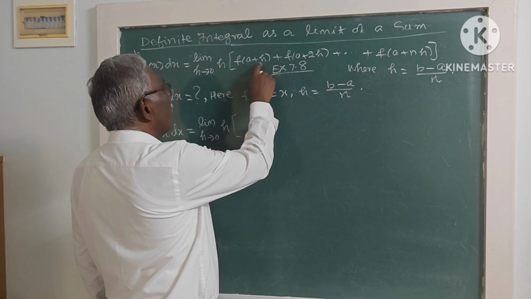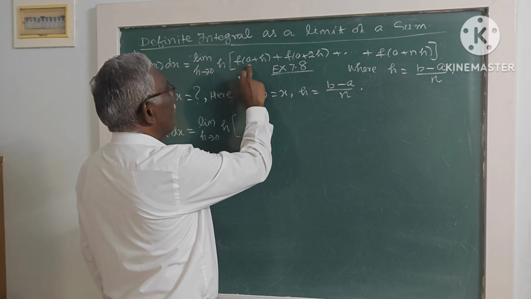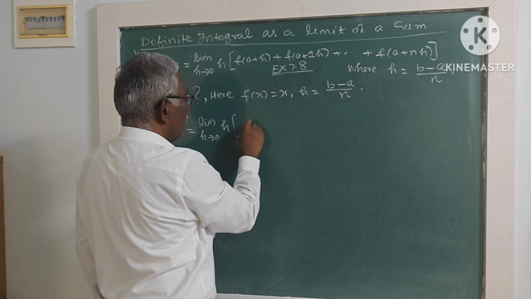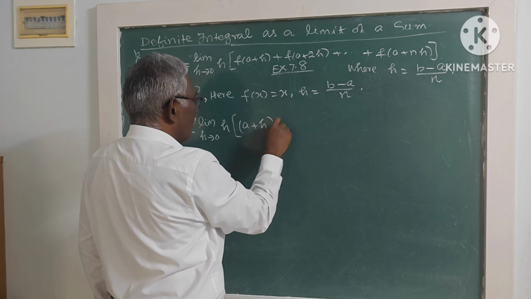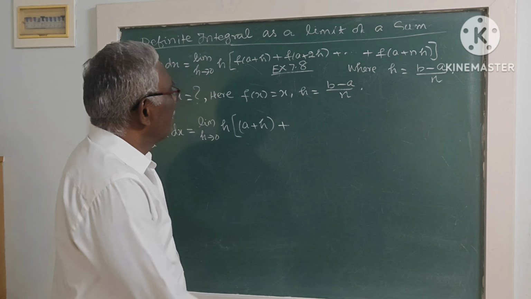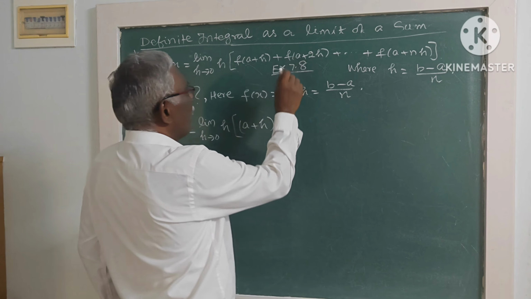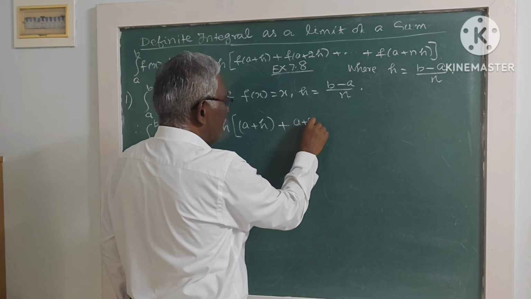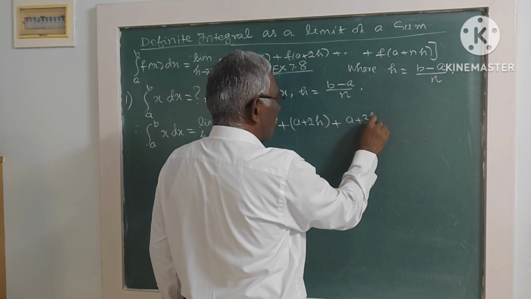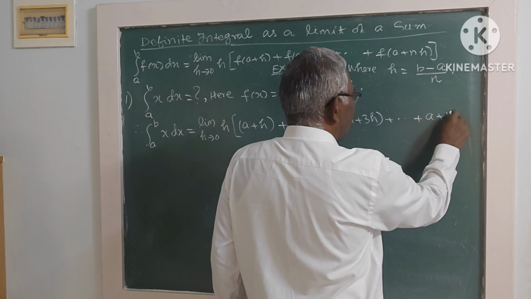We have to find the value of f of a plus h. F of a plus h: in place of x, a plus h is there. So f of x is x, so f of a plus h is equal to a plus h only. Plus, we have to find f of a plus 2h. F of x is x. In place of x, a plus 2h is there. F of a plus 2h is equal to a plus 2h, plus a plus 3h, plus etc. Then a plus nh.